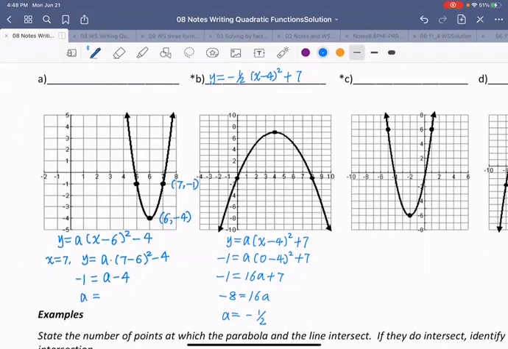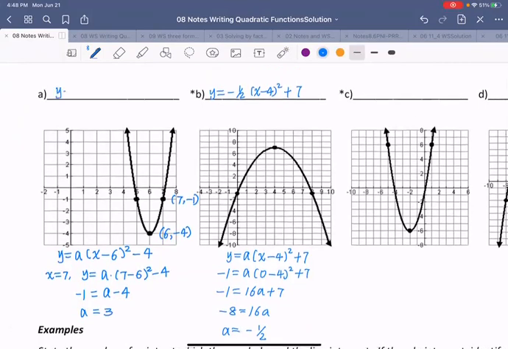a equals? You add the 4, right? Yeah, a is equal to 3. Very good. So the answer is y equals, go ahead, say it, Charles. y equals 3 times x minus 6 squared minus 4. Very good. That's beautiful. I like it. Thank you so much. Let me call the next student.